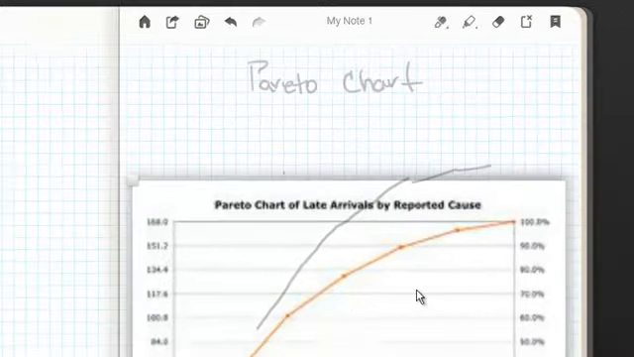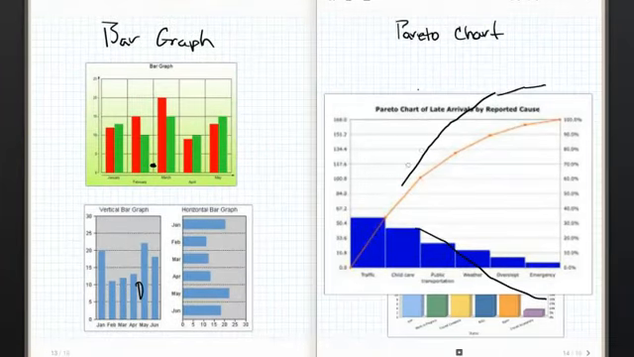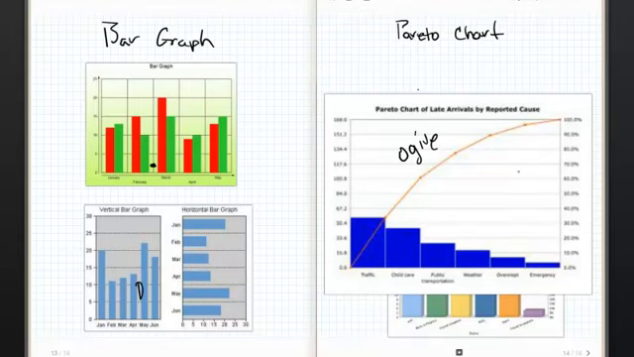Notice what's happening. It looks like my writing stayed home. Sorry about that, you guys. Notice what's happening. This curve right here has got the strangest name ever. It's called an ogive. And what it is, it's the cumulative frequency of each one of the classes. You can do an ogive on a standard issue histogram. You can do it on a bar graph if it's quantitative, or you can do it on a Pareto chart.